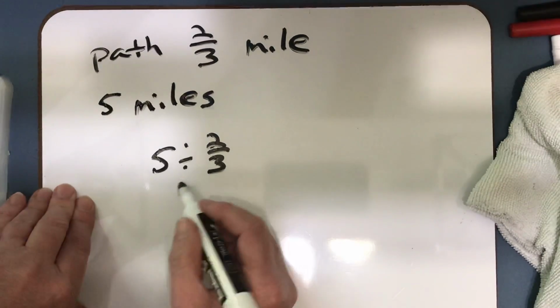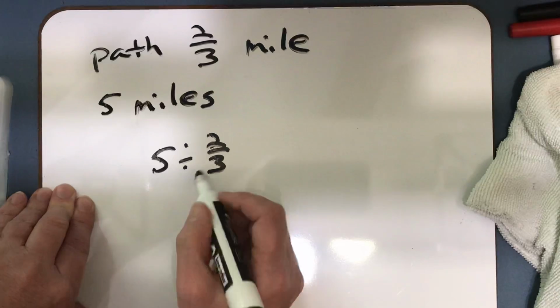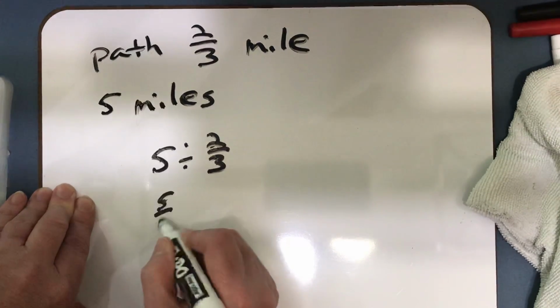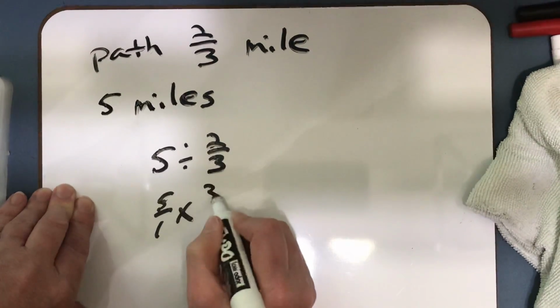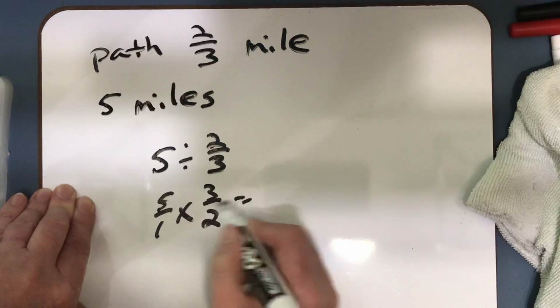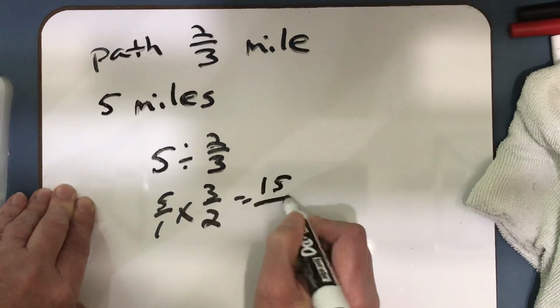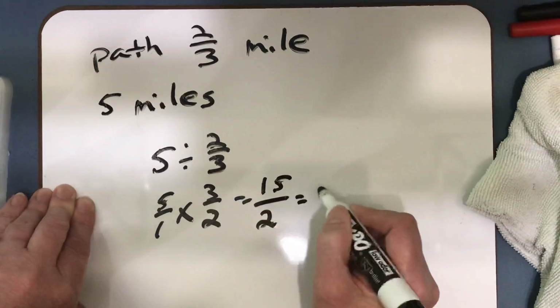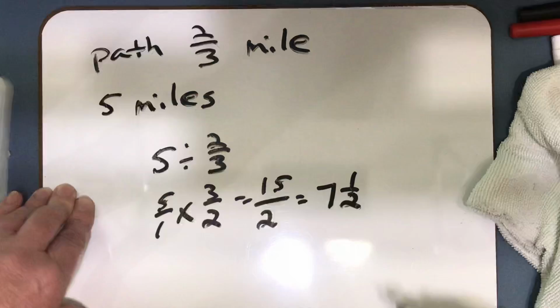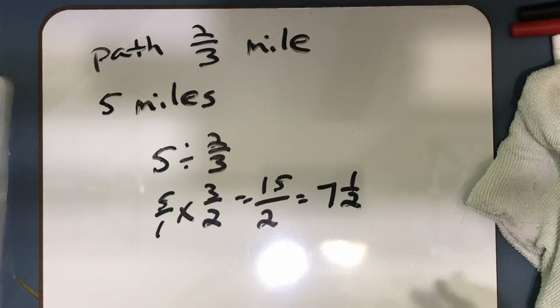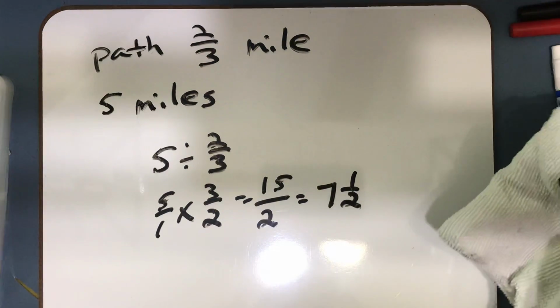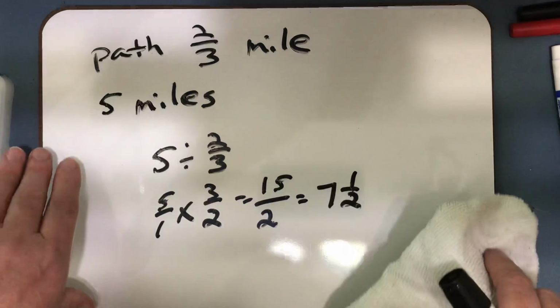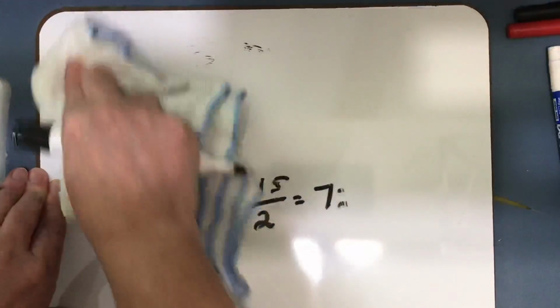So this is what I'll do. Just figure it out: 5 divided by 2/3. So 5/1 times the reciprocal of the divisor. And then I'll multiply. 5 times 3 is 15. 1 times 2 is 2. And I get 7 1/2. So I would have to walk around that path 7 1/2 times in order to walk for 5 miles. Number 5 is very similar to that in your book.